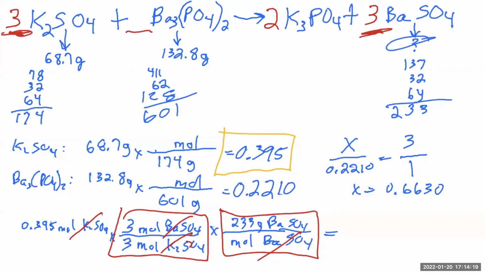Okay, so let's turn this on. 0.395 times 3 divided by 3 is 1, times 233 equals 92.0 grams of barium sulfate. And that is our final answer.